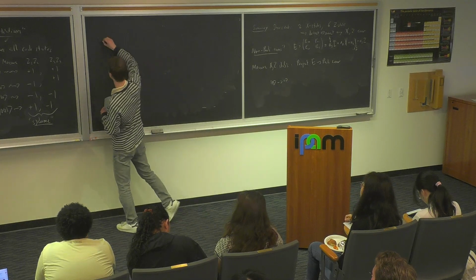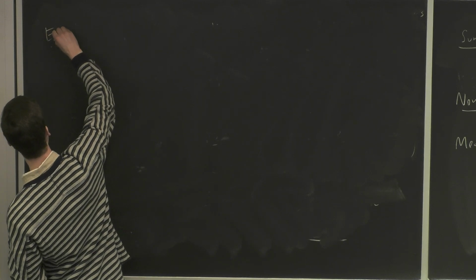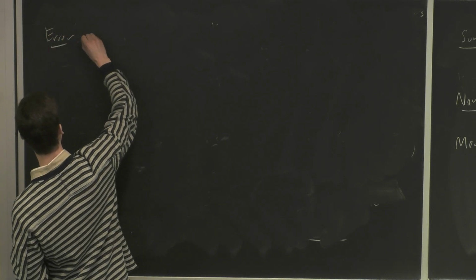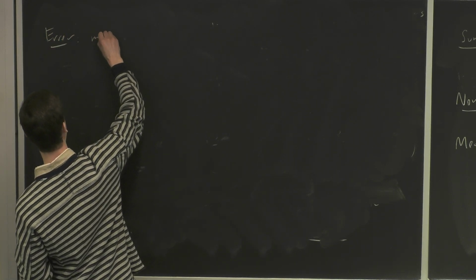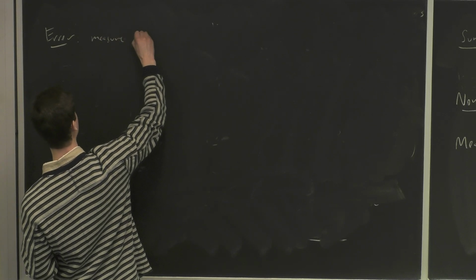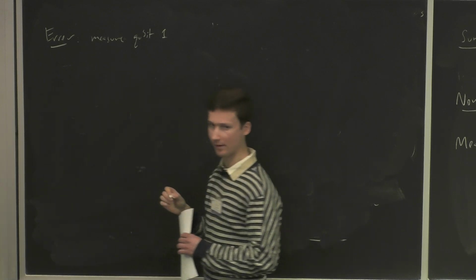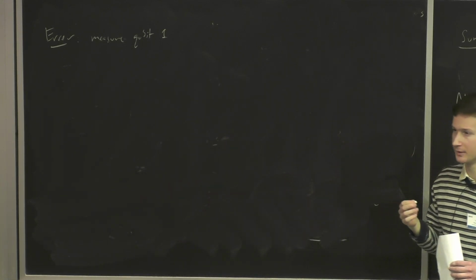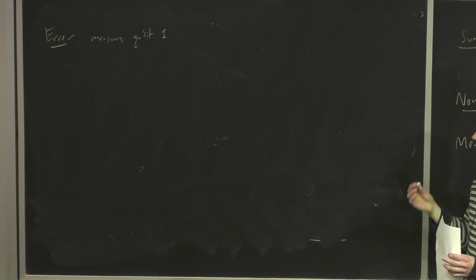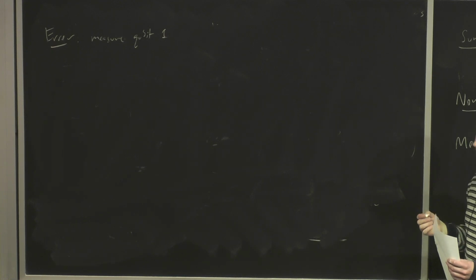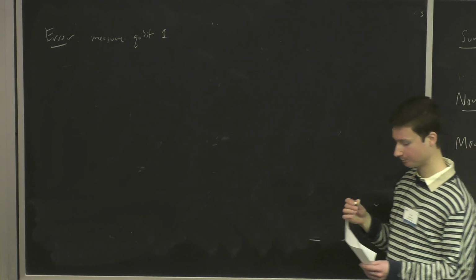So what if we have an arbitrary error, like some error that's just, measure qubit 1? This is something that's not a unitary. We could measure it in the standard or the Hadamard basis, but let's just think about it in the standard basis for now.